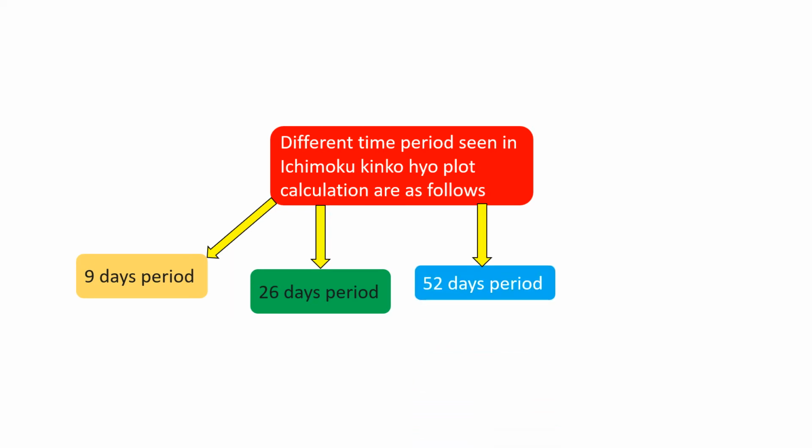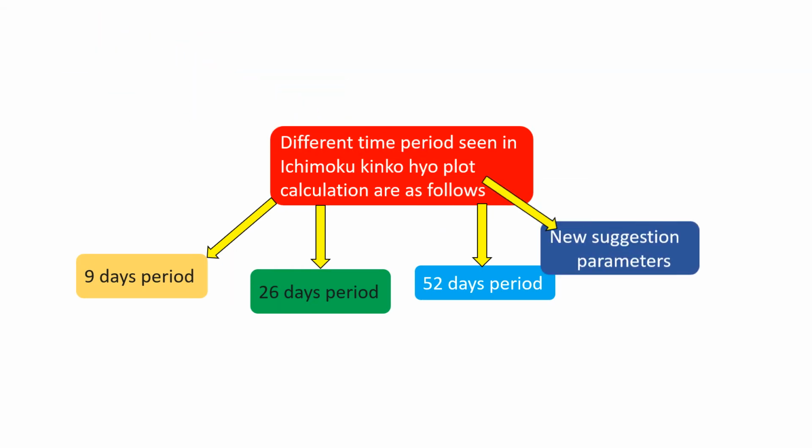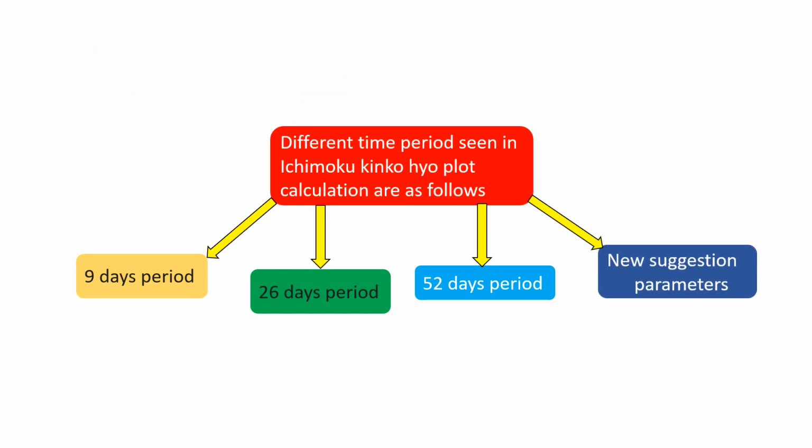The 52-day period means 2 months of trading. And finally, new suggested parameters. Now the Japanese market is open 5 days a week, so some suggest the parameters for 1.5 weeks, 1 month, and 2 months of trading should be 7/22/44 instead of 9/26/52.